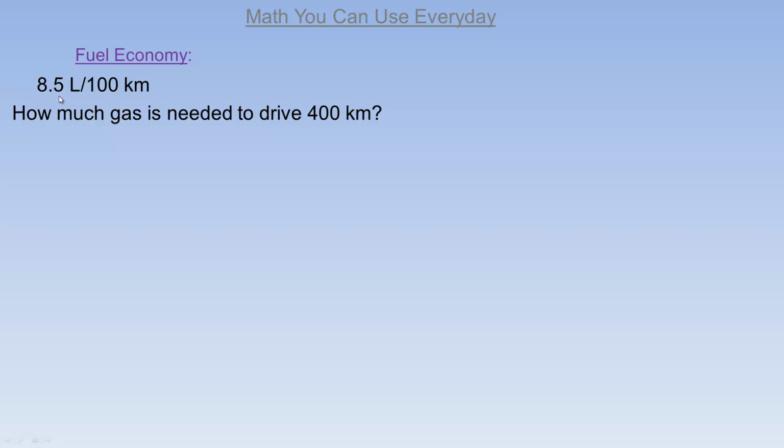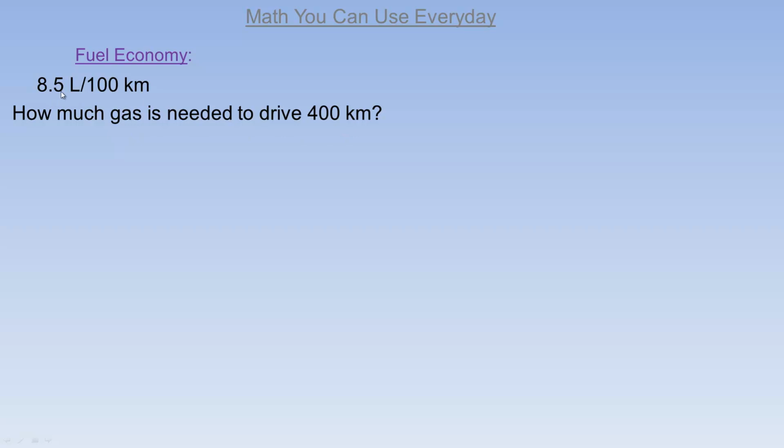In Canada, since we use the metric system, fuel economy is measured in liters to go 100 kilometers. So when I say 8.5 liters per 100 kilometers, that's telling me how much gas it takes to drive 100 kilometers. And of course, the reason for 100 is a nice, easy number to work with. And so that's why it's liters per 100 kilometers. So the question is, how much gas is needed to drive 400 kilometers?